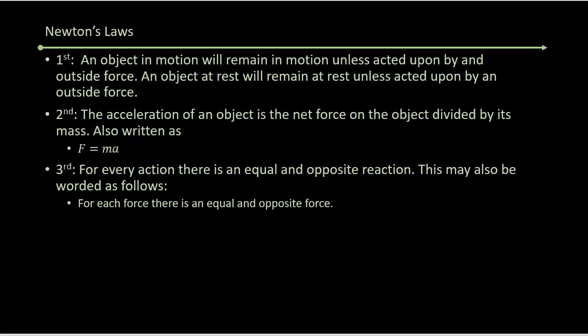Law number 1, an object in motion will remain in motion unless acted on by an outside force, and an object at rest will remain at rest unless acted upon by an outside force. Number 2, the acceleration of an object is the net force on the object divided by its mass, which we normally write as force equals mass times acceleration. Number 3, for every action there is an equal and opposite reaction. This may also be worded as for every force there's an equal and opposite force. We'll get into that more in some of the discussion.